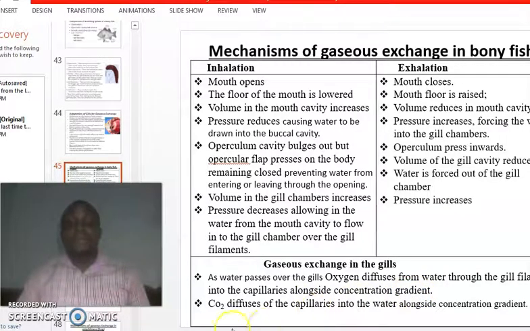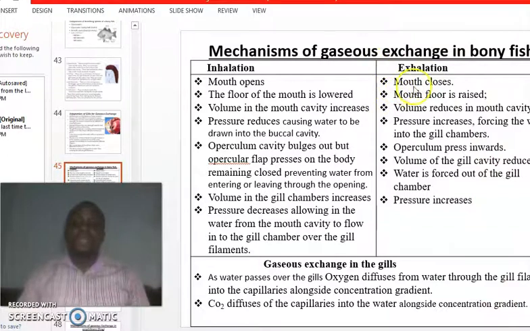In a similar way, carbon dioxide diffuses from the capillaries into the water, because in the capillaries, carbon dioxide is more highly concentrated than in the water in the gill chamber. Therefore, it passes out from the capillaries into the water along the concentration gradient. Now, how does the bony fish exhale?